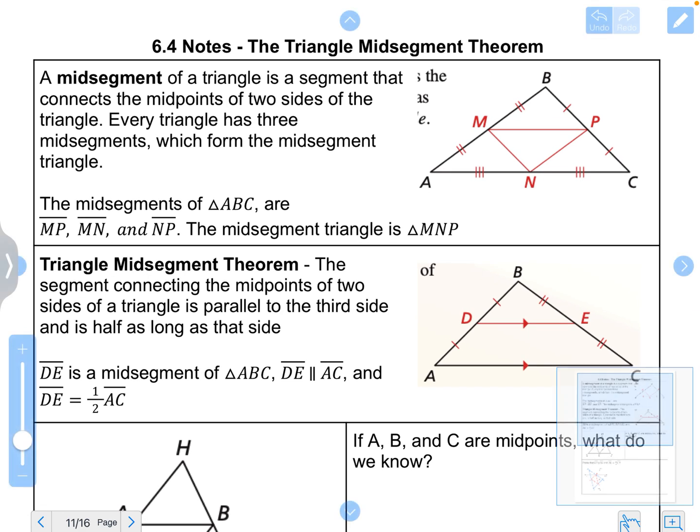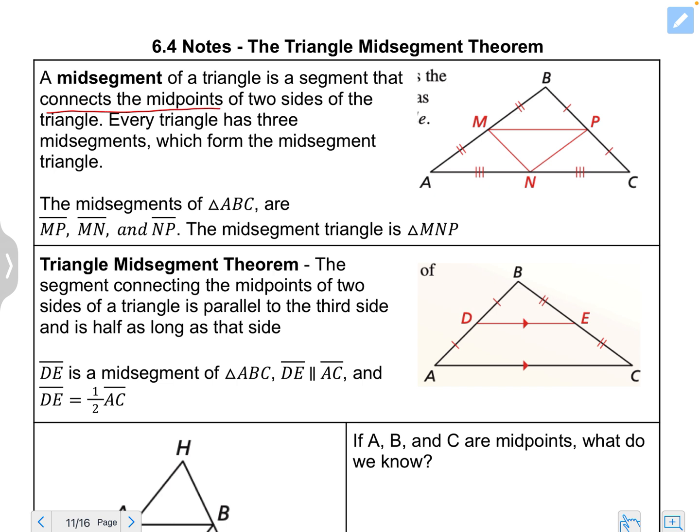So today we're talking about the triangle midsegment theorem. So a midsegment of a triangle is a segment that connects the midpoints of two sides.